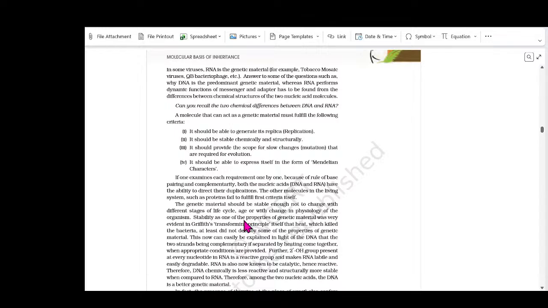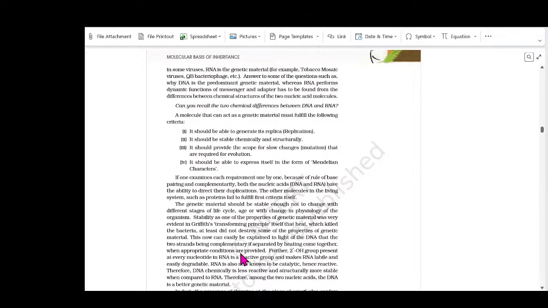Stability as one of the properties of genetic material was very evident in Griffith's transforming principle itself, that heat which killed the bacteria at least did not destroy some of the properties of the genetic material. This now can easily be explained in the light of the DNA: the two strands being complementary, if separated by heating, come together when appropriate conditions are provided.